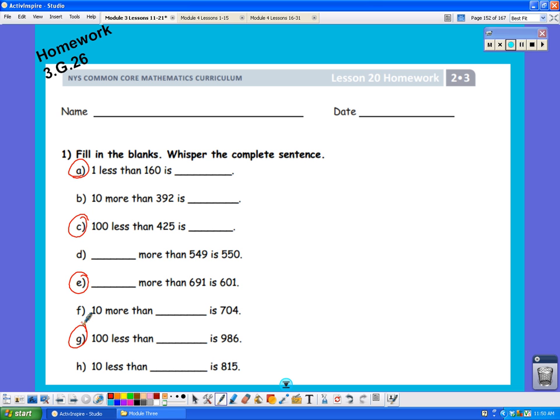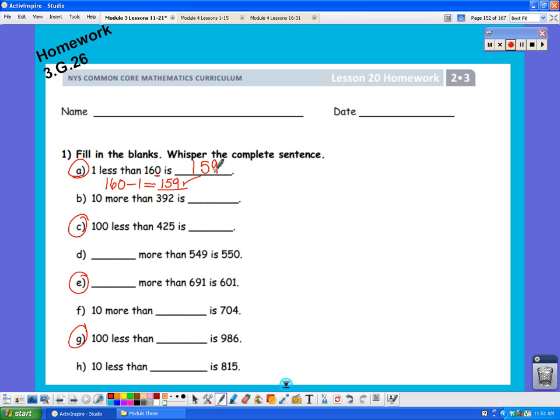Let's start with A. 1 less than 160 is blank. So I know I'm going to be working in the ones place, but it says 1 less than 160 is blank. You can either use a number line or count back from 160. So 160, take away 1 would give me 159, or I can set up my problem. 160 minus 1, 1 less than 160 equals, and I'm looking for the answer. If I plug in 159, this answer is correct.